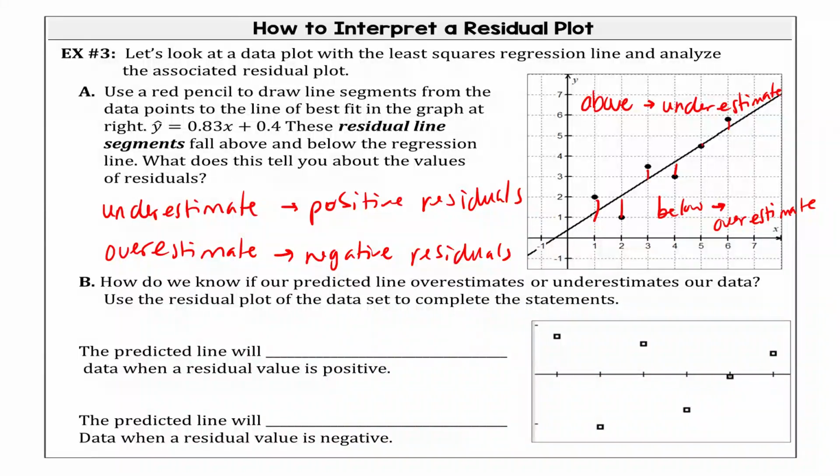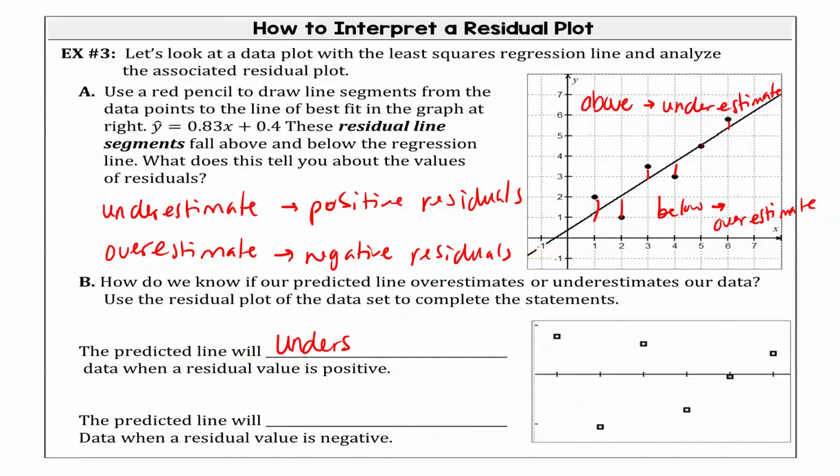So moving on, this is just another way that the question can come to you. It says, how do we know if your predicted line overestimates or underestimates our data? Use a residual plot of the data set to complete the statement. So the predicted line will be blank data when the residual value is positive. What's the word? Taking what we wrote here, writing it in a formal sentence. Which one of our options goes in this one? Underestimate.